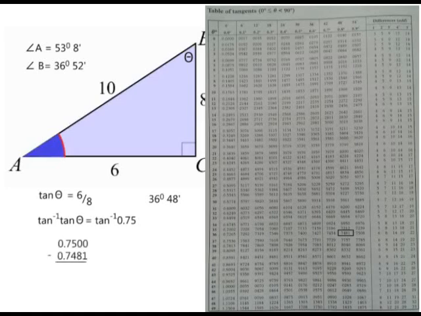We subtract 0.7500 minus 0.7481, which will give us 0.0019. So we look for 19 in the differences group of columns. It's there on the column of 4 minutes, so we add to our angle. 36 degrees and 48 minutes plus 4 minutes gives us 36 degrees and 52 minutes, the same angle we had calculated. Fantastic! We will keep this triangle and pretend we don't know these angles when we look at sines and cosines next. But first, let us see the application of tangents.